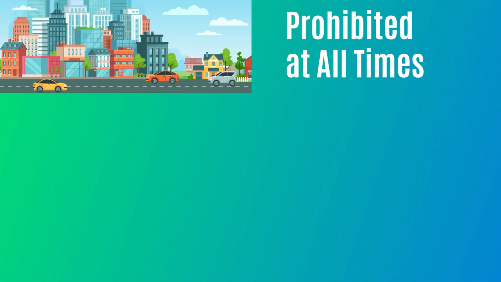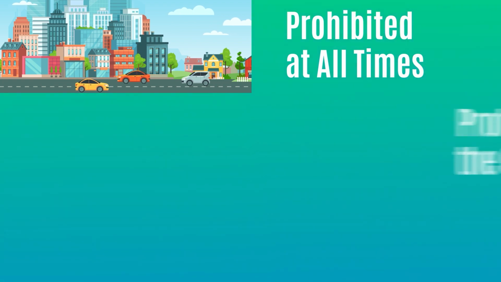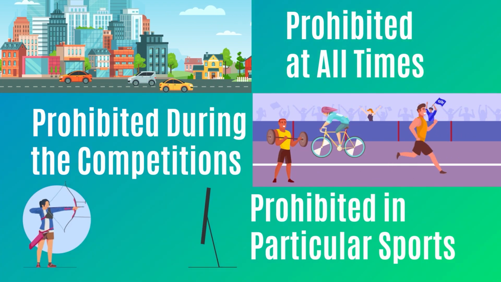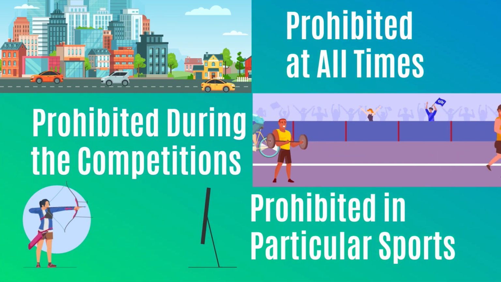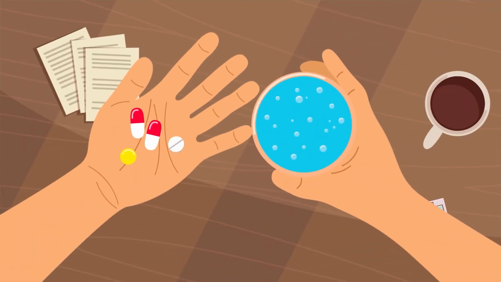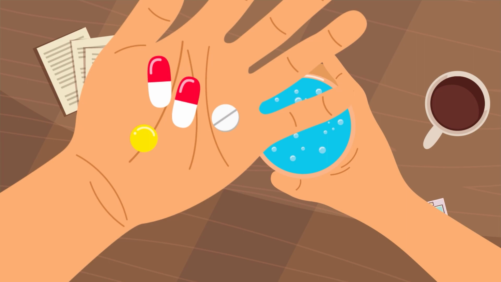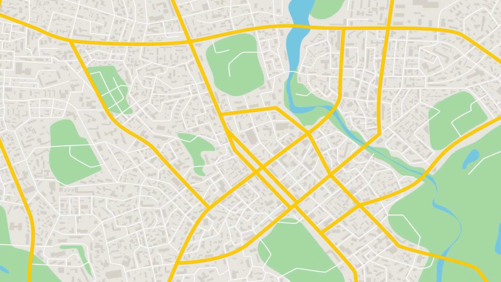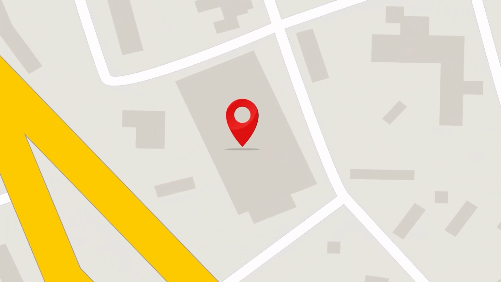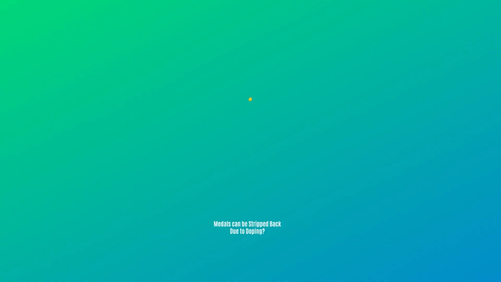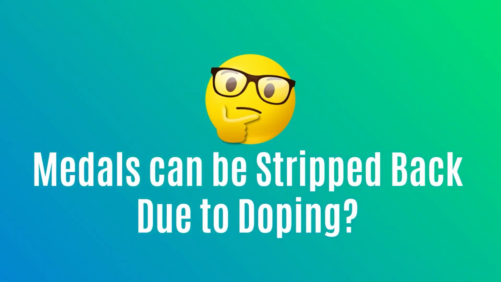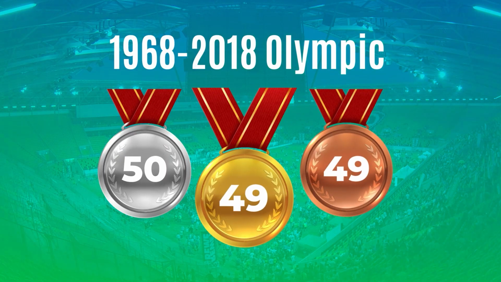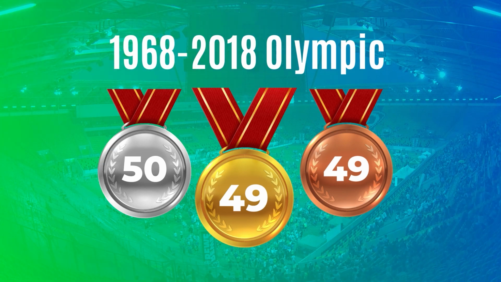Some substances are prohibited at all times. Some are prohibited during the competitions, some are prohibited in particular sports. You are violating the rules if you are using any prohibited drugs or methods, attempting forgery of any doping-controlled elements, or not providing whereabouts information. Did you know that medals can be stripped back from a sports person due to doping? Due to positive doping, 148 medals were stripped from sports persons.